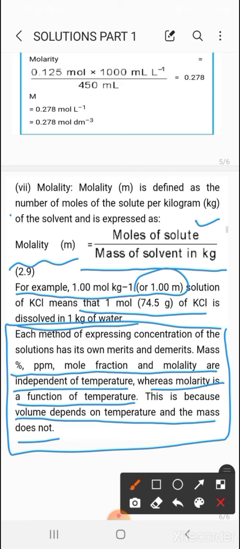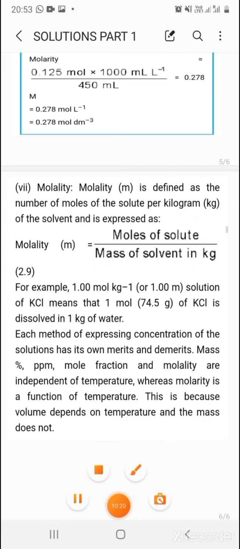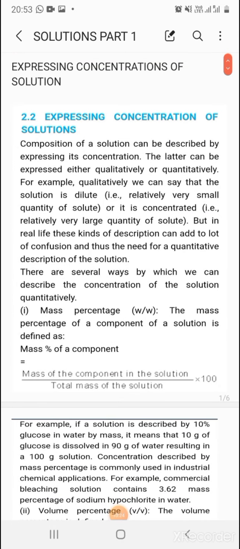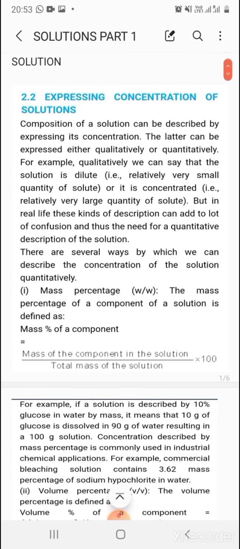But if you talk about the molarity, it has the volume factor in the denominator and volume is temperature dependent. So molarity changes with respect to temperature. That is why molarity is temperature dependent, but mass is not. Fine. This is a very important thing. So this is it, basically expressing concentration of the solution in the NCERT. In the next video I will discuss the further chapter.